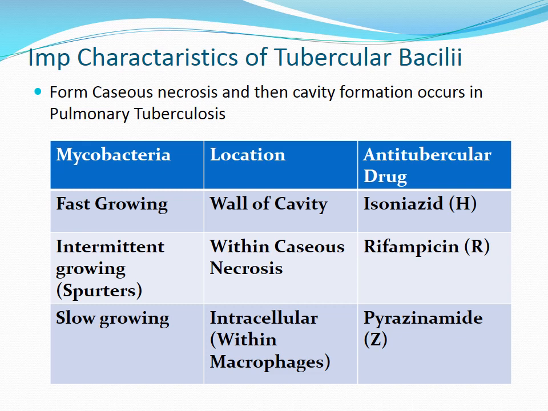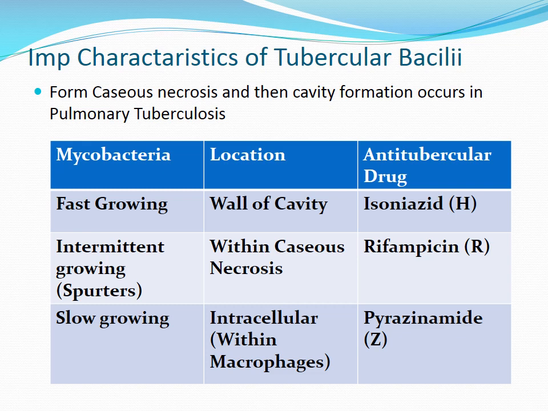Second, we have the intermittently growing bacilli, which are not continuously growing. That's why they are also called spurters, and they are located within the caseous necrosis. The drug active against these spurters is rifampicin. Third are the slow growing bacilli, which are located intracellularly within the macrophages, where the pH is acidic. Which drug is active against bacilli in an acidic pH medium? Yes, it is pyrazinamide.